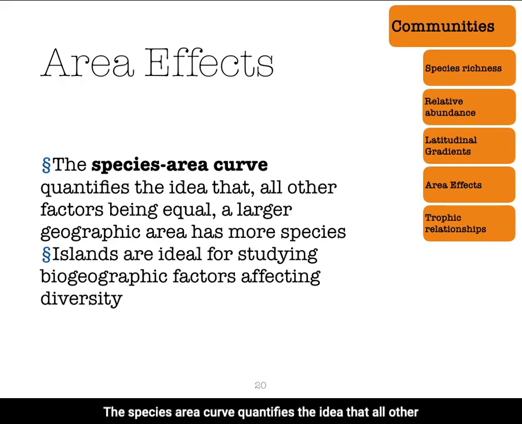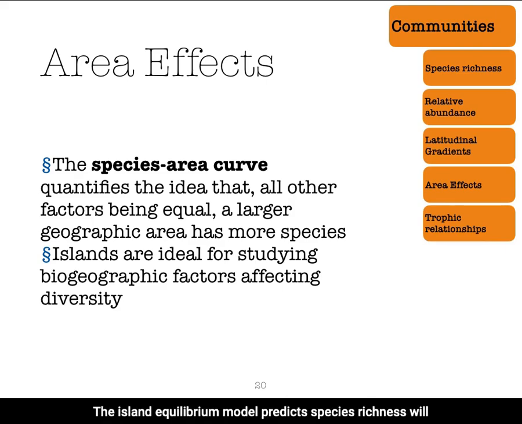The species-area curve quantifies the idea that, all other factors being equal, a large geographic area has more species. Islands are an ideal situation for studying biogeographic factors affecting diversity. Species richness on islands depends on the rate of immigration and extinction. So these rates depend on island size. Smaller islands have lower immigration and higher extinction rates. They are also affected by distance from the mainland. Closer islands receive more immigrants and have less extinction.